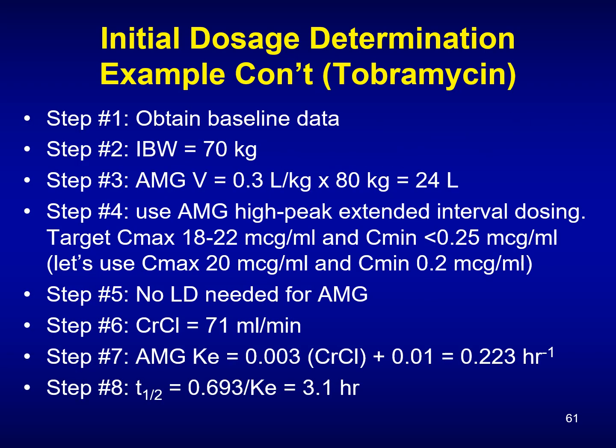Now use the steps outlined previously for targeting Cminimum dosing to calculate this patient's parameters. Step 1 is to obtain baseline data. Step 2, calculate ideal body weight. In this case, patient does not qualify for adjusted body weight calculation. Step 3, calculate aminoglycoside V. Step 4, we need to determine what dosing to use. Since we're treating a gram-negative pneumonia, we think high peak extended interval dosing is appropriate.